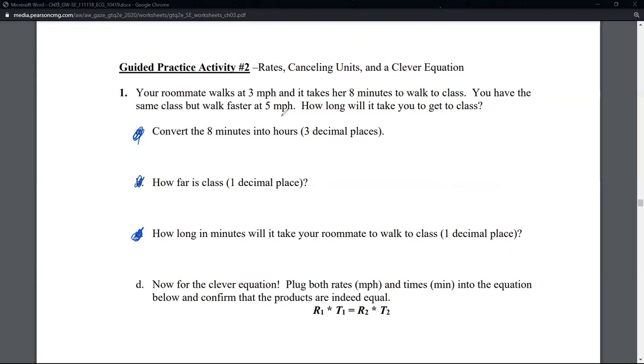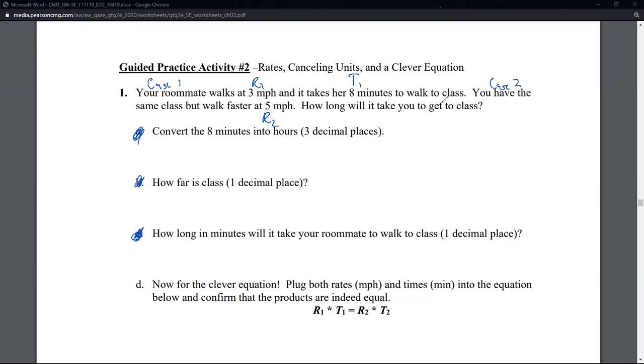So we're going to take the 3, the 8, and the 5 and just plug them in here. I am going to use the annotate for simplicity's sake. There are 2 cases here, and that's what the little 1s and little 2s are for. Case 1 was the roommate. So this 3 miles per hour is rate 1, and this 8 minutes is time 1. Case 2, that's you. You walk faster at 5 miles per hour, that's rate 2.